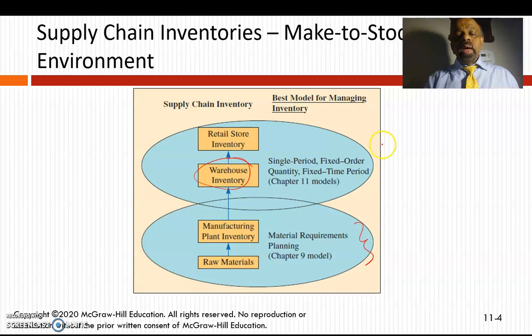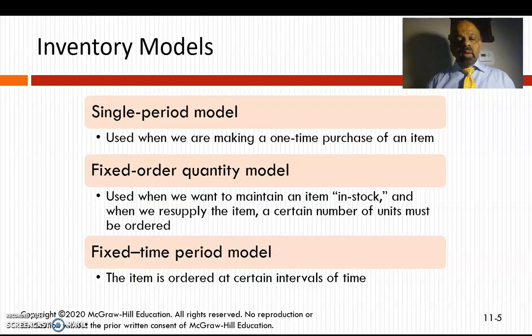We are going to be looking at different models. We're going to be looking at single period models, fixed order quantity models, and fixed time period models. These are the models we'll be looking at in this chapter. The single period model is used when you are making a one-time purchase of an item. That's a single period model. A fixed order quantity model is used when we want to maintain an item in stock.